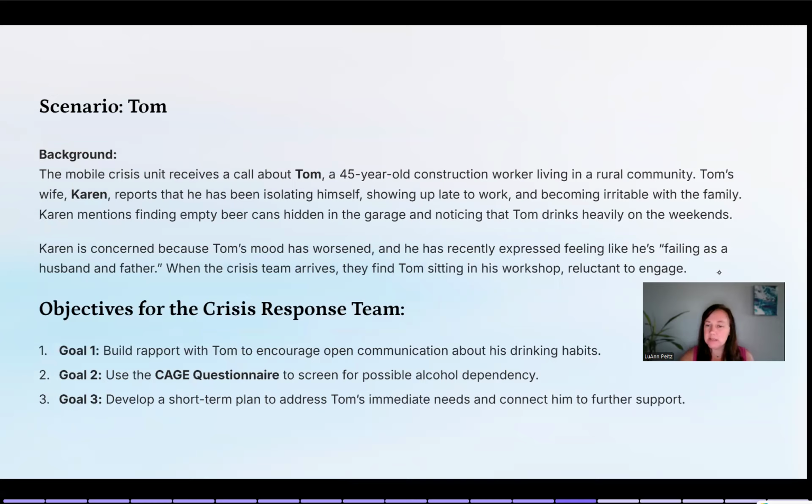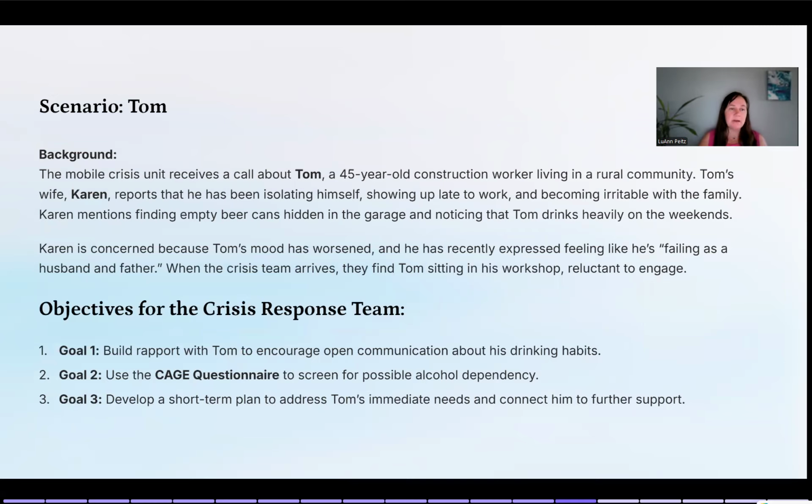Okay, so let's take this into a scenario. Let's talk about Tom here. Background. The Mobile Crisis Unit receives a call about Tom, a 45-year-old construction worker living in a rural community. Tom's wife, Karen, reports that he has been isolating himself, showing up late to work and becoming irritable with the family. Karen mentions finding empty beer cans hidden in the garage and noticing that Tom drinks heavily on the weekends.